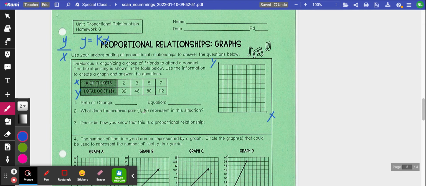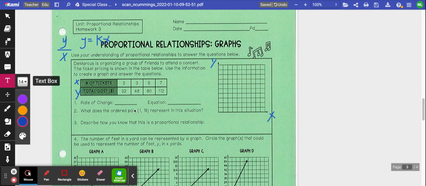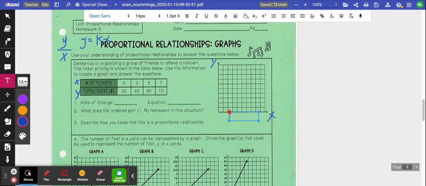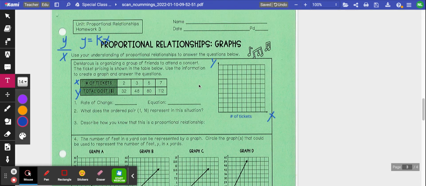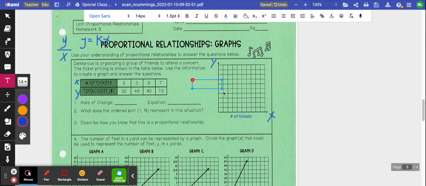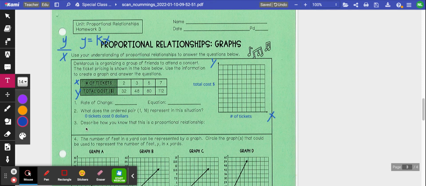What does the ordered pair 1, 16 represent in this situation? Remember, your x is the number of tickets, and your y is the total cost. So 0 would mean, if we're talking about x first, 0 tickets cost $0, because you'd write something similar to that. So that's what they're looking for when you're asking that question.